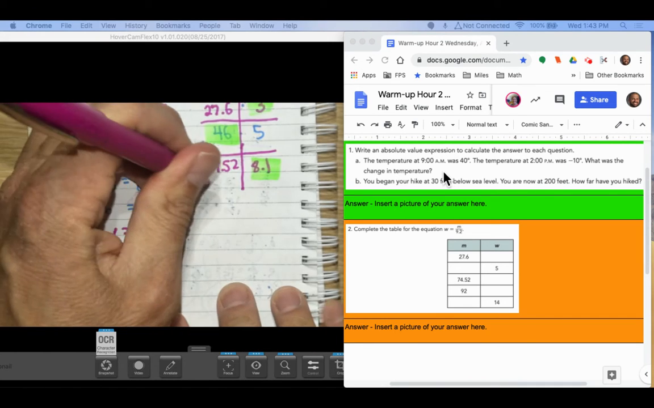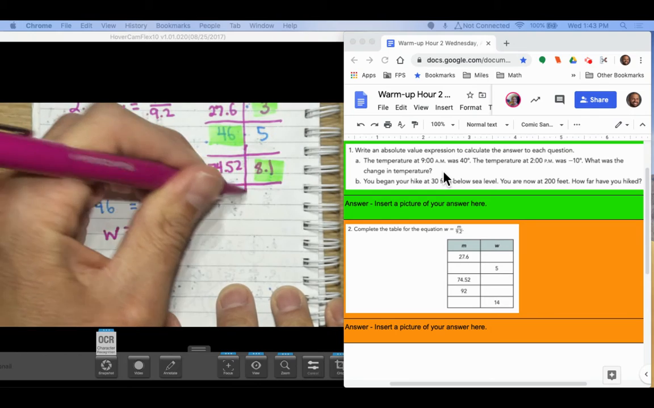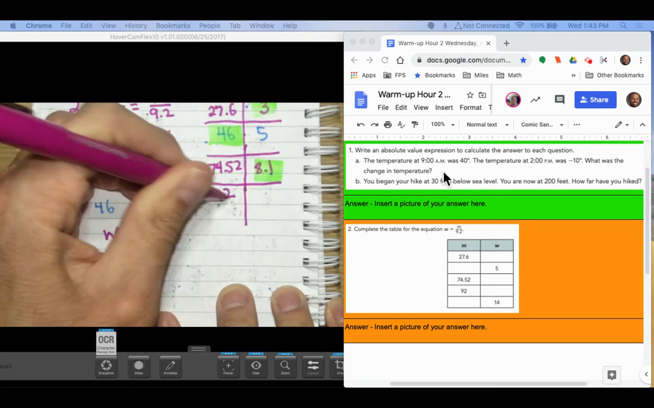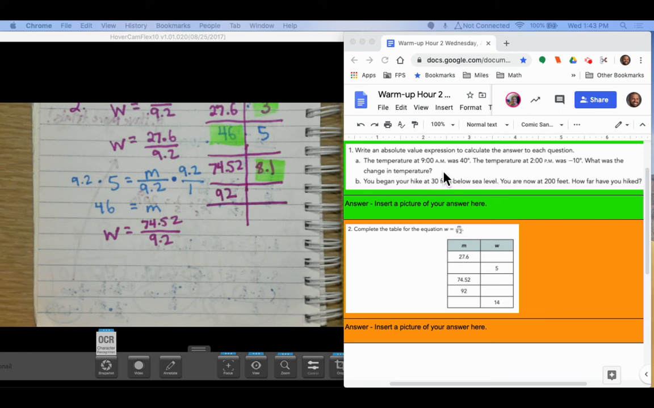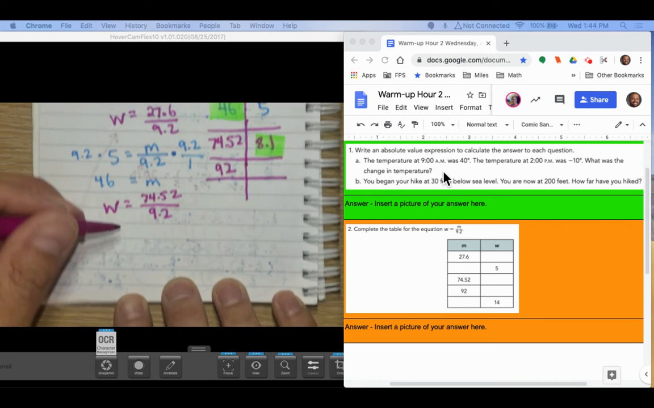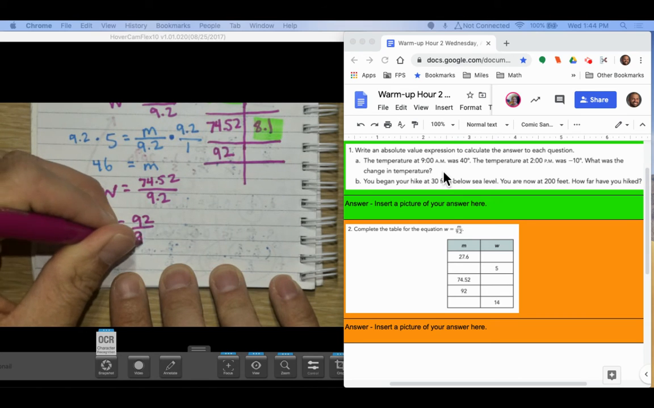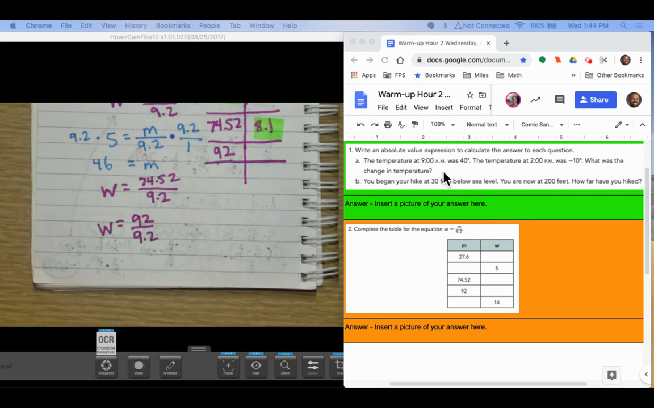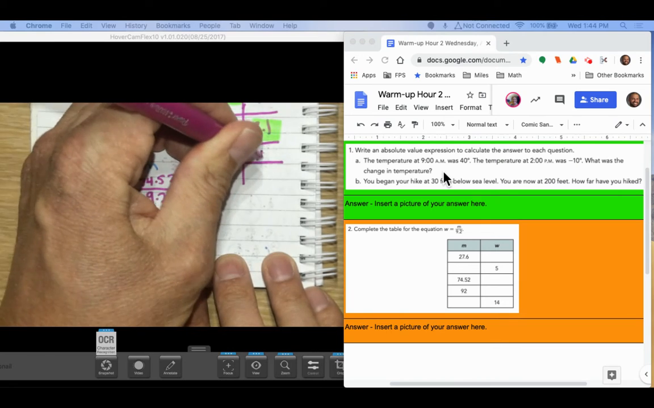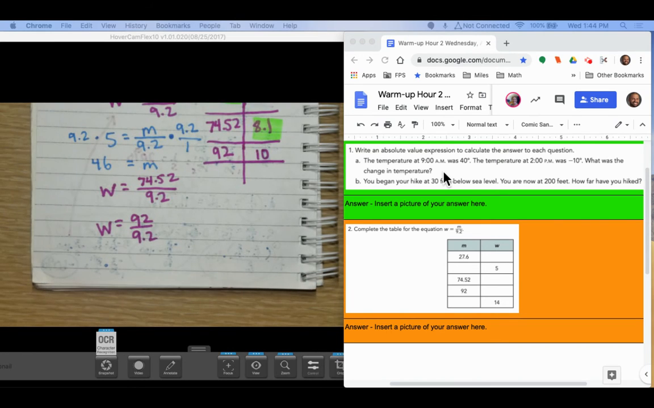Then for my next problem, they give me another M. The other M is 92. And so now I need to put in W equals 92 divided by 9.2. And I can almost do this one in my head. Pretty sure the answer is going to be, well, we'll see here. I'm going to take 92 divided by 9.2, and I get as my answer for this one 10.